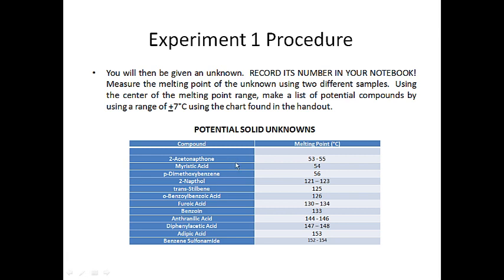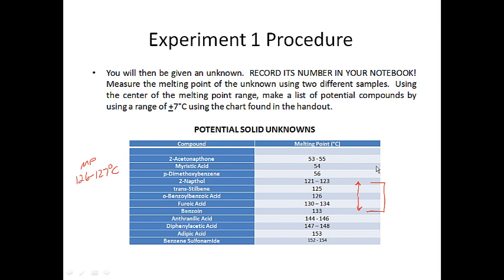So let's say I measured the melting point of a solid, and I got that it had a 126 to 127 degree Celsius range. That was the melting point of my unknown. So what I'm going to do is go from about 126 degrees, up 7 degrees, and down 7 degrees. If I go down 7 degrees, that would probably take me to there. So here is my list of potential unknowns.